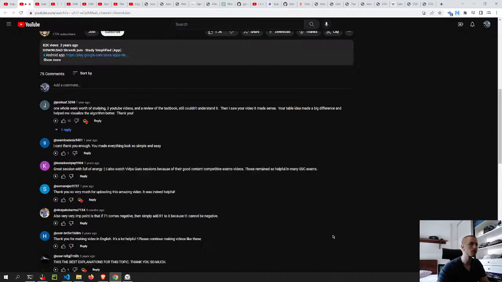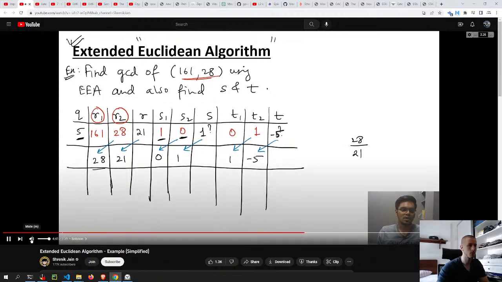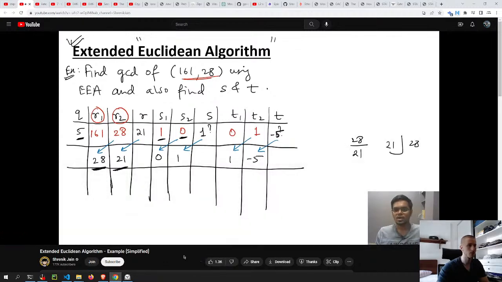How to get the rest of the elements? It's simple, literally. What logic did we use in the row 1 elements? We did the division first. After doing the division, we got the quotient and remainder. Once we get the quotient and remainder, we can find the values of S and T. The same steps are followed here. 28 should be divided by 21. 28 divided by 21, once is 21 and the remainder is 7. So the coefficient is 1 and the remainder is 7.